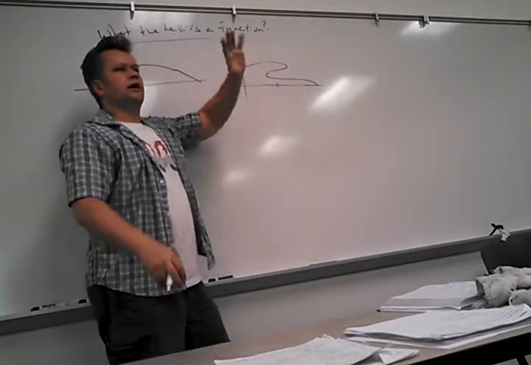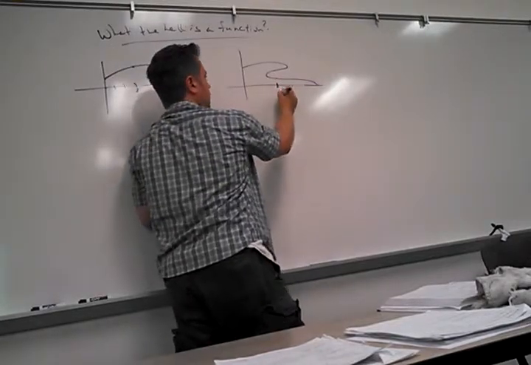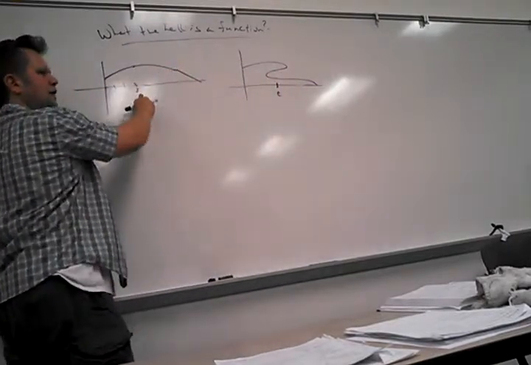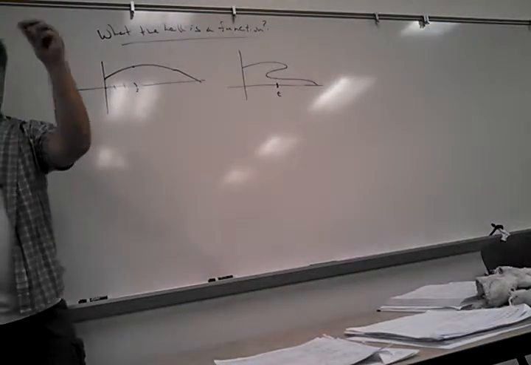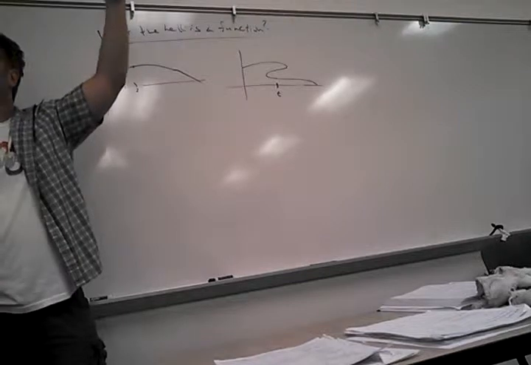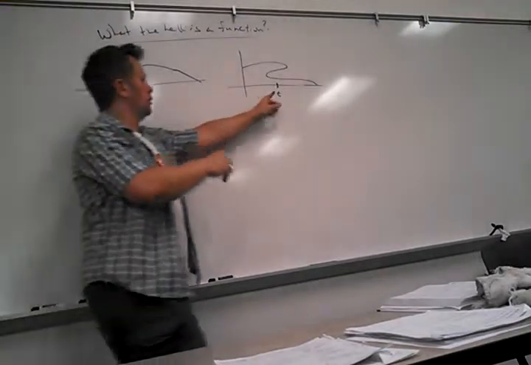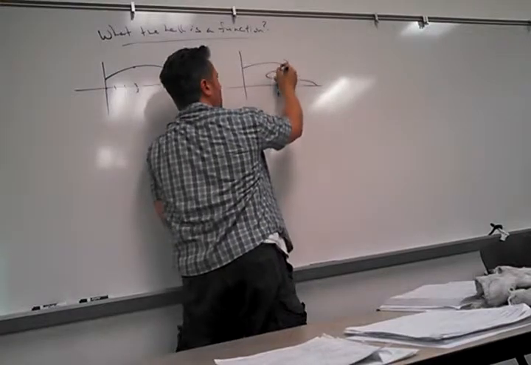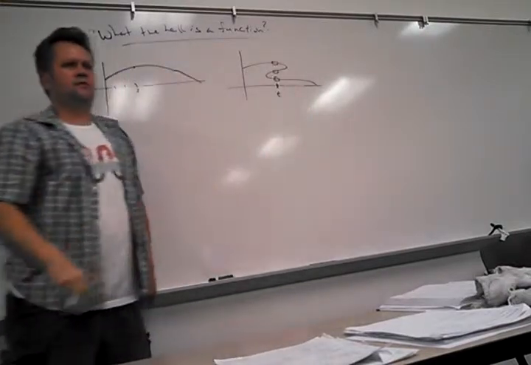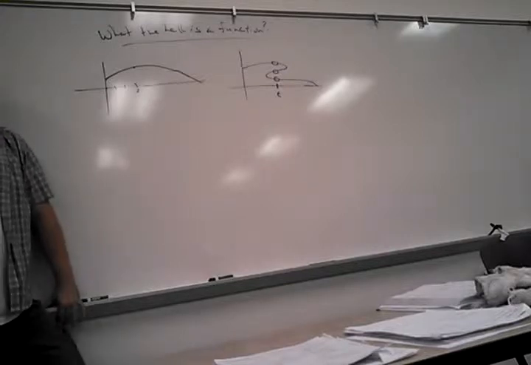So what does that have to do with anything? That means that for any input, my input on these questions was time. At time 3 seconds, you better be able to tell me where the ball is. Don't tell me it's 5 feet up in the air and 20 feet up in the air. You with me? So at any input, there cannot be more than one output. For any question I ask, the input, I can't have more than one answer.